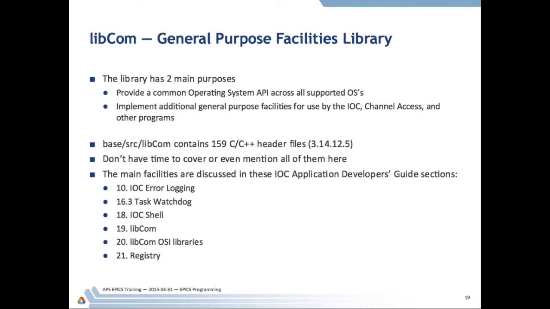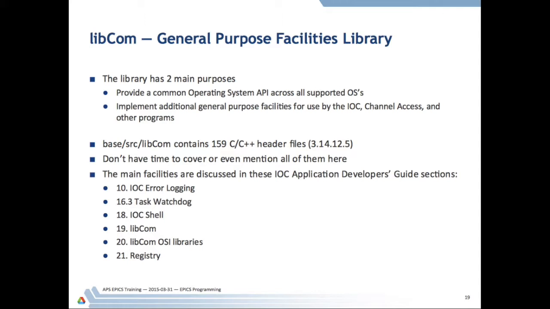Libcom itself, in the latest release 3.14.12.5, has 159 header files, some of which are mostly C, some of which are solely C++, some of which are mixed. I obviously don't have time to cover or necessarily even mention all of them. I'm not really going to talk very much about the C++ APIs here. A lot of those APIs were designed for internal use by the channel access library when that was converted from C to C++, and they're not as well documented, but they're good code. If you're interested in using those, in some cases they're slightly idiosyncratic, but they work well.